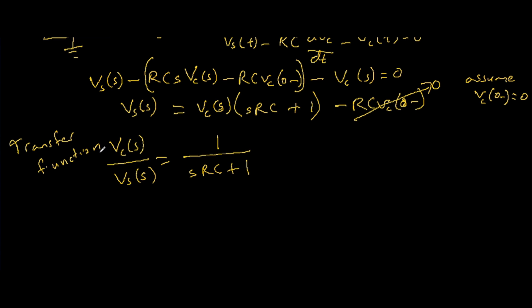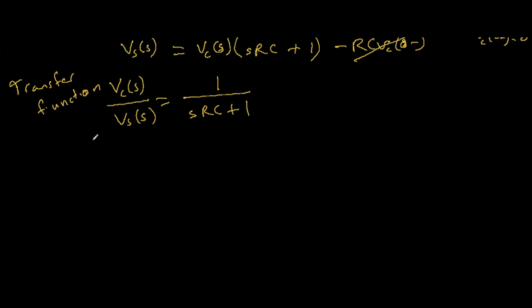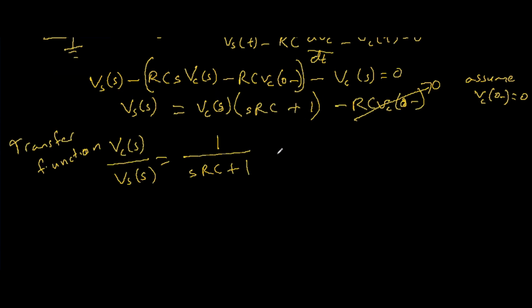Now, this is not the only possible transfer function we could have, but based on our assumption, or based on the particular input and output we chose, the input-output characteristics of this system, based on the fact that Vs is our input and Vc is our output, is 1 over SRC plus 1. So this is our transfer function of the system. Now, take note that this transfer function assumes 0 initial conditions. So to arrive at the transfer function model of a system, we have to assume that there are 0 initial conditions.